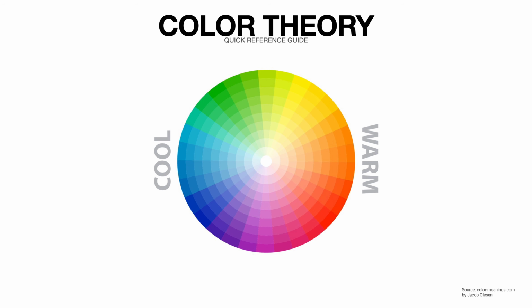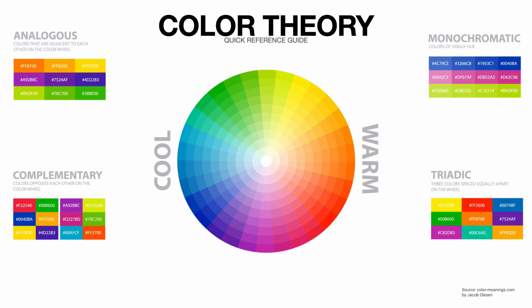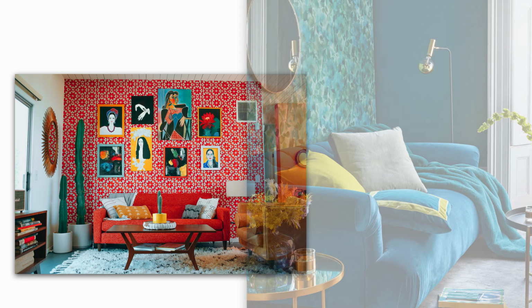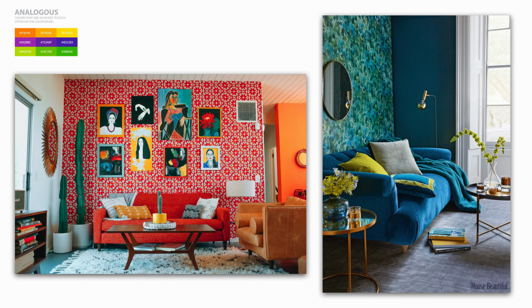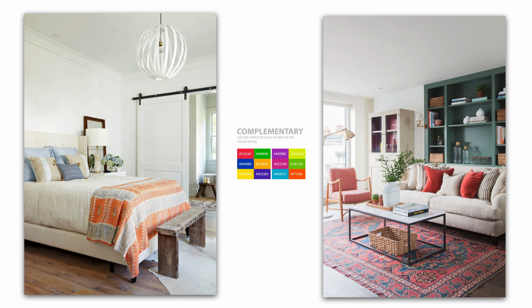Finally, there are color schemes such as analogous, complementary, monochromatic, as well as split complementary and triadic. Analogous color schemes involve three hues that are right next to each other on the color wheel. An example may be yellow, yellow-orange, and orange, or violet, blue-violet, and blue. Complementary color schemes involve two colors that are opposite each other, where many tints, tones, and shades of those two colors are used. An example may be green and red, or yellow and violet.